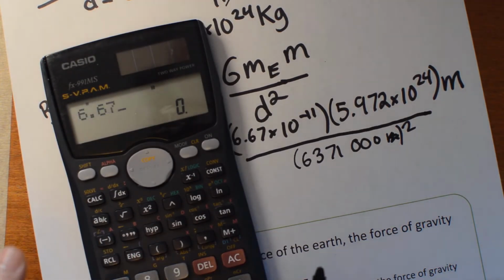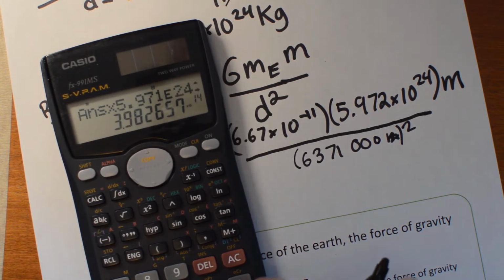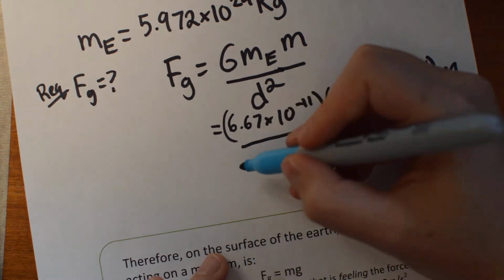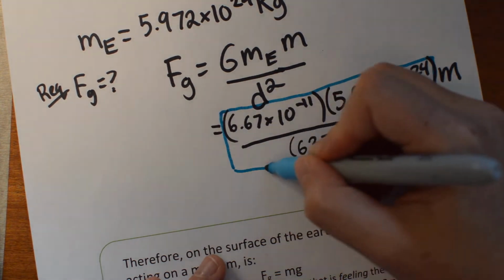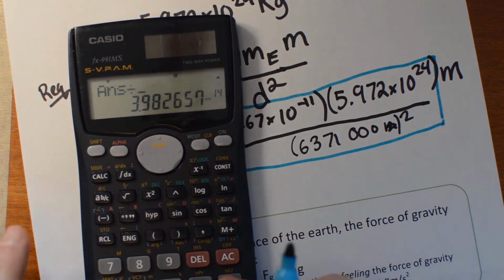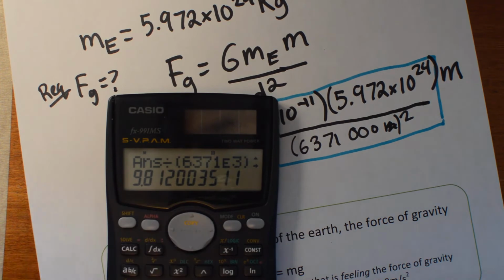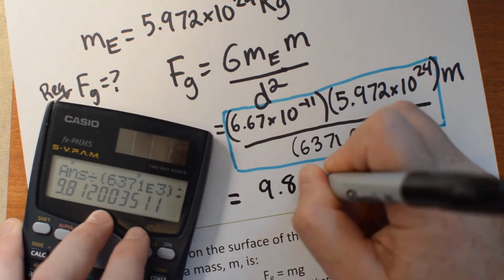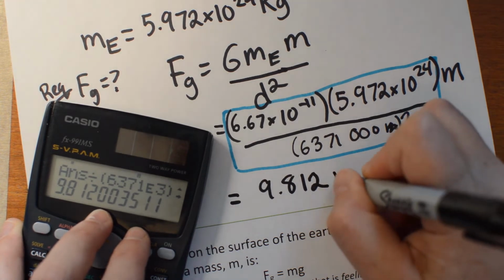So 6.67 times 10 to the negative 11 times 5.972 times 10 to the 24. What I'm going to do is just leave the m on the side, just calculating this part right here. I'll get a number for all of that. And then we'll have that number times m. So I've done the top so far, just need to do the bottom. So divide by the 6,371 squared. And I get a very familiar number here. So the number that I get is 9.812 and then times m, right?